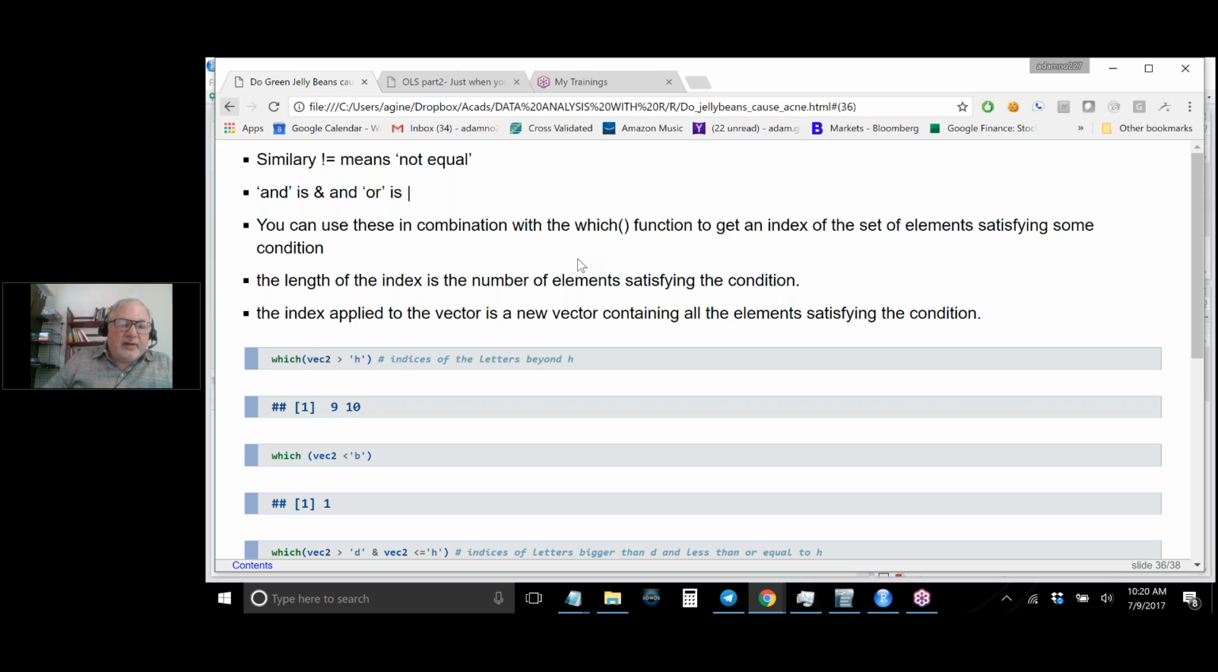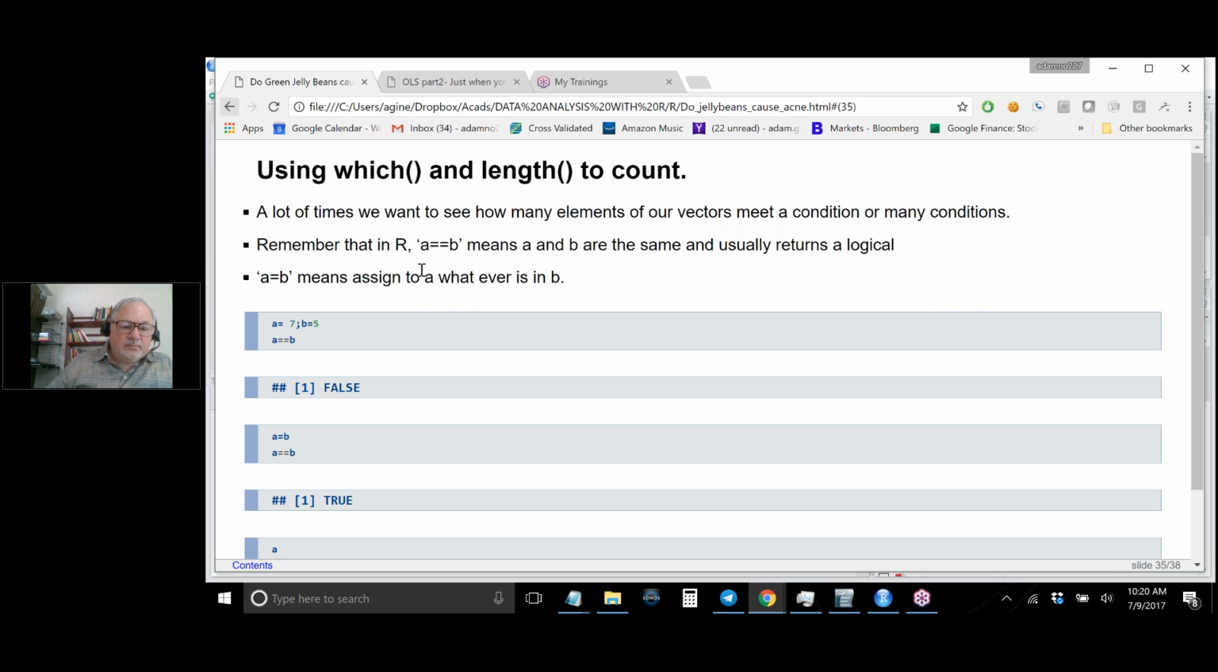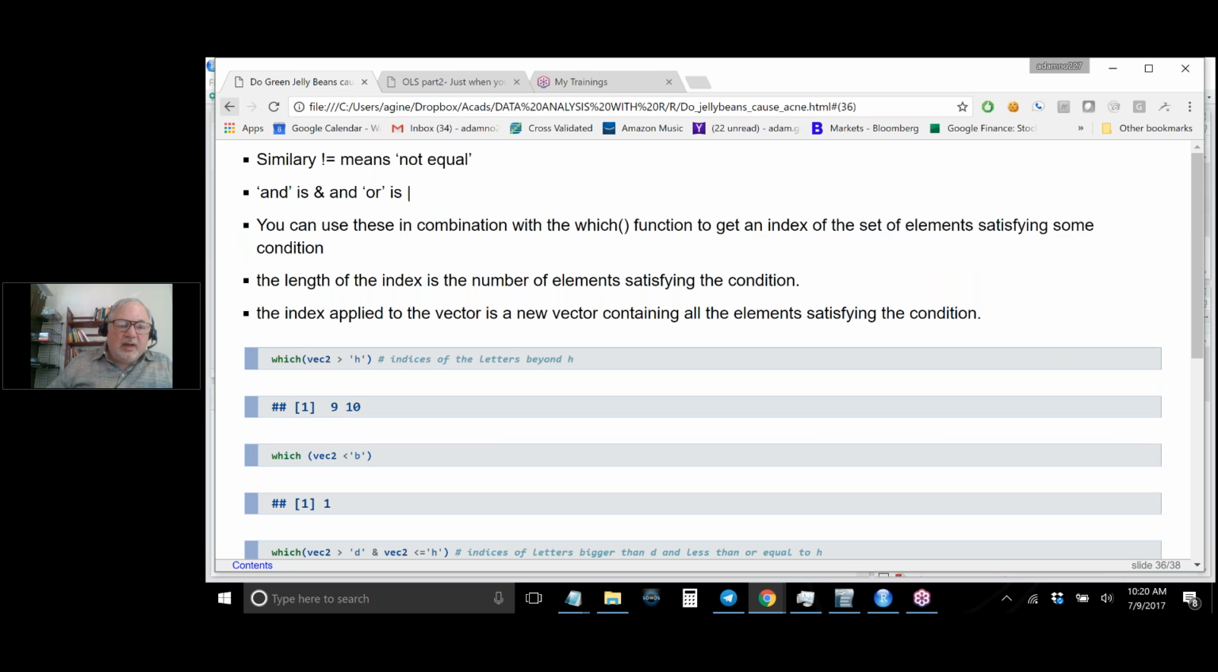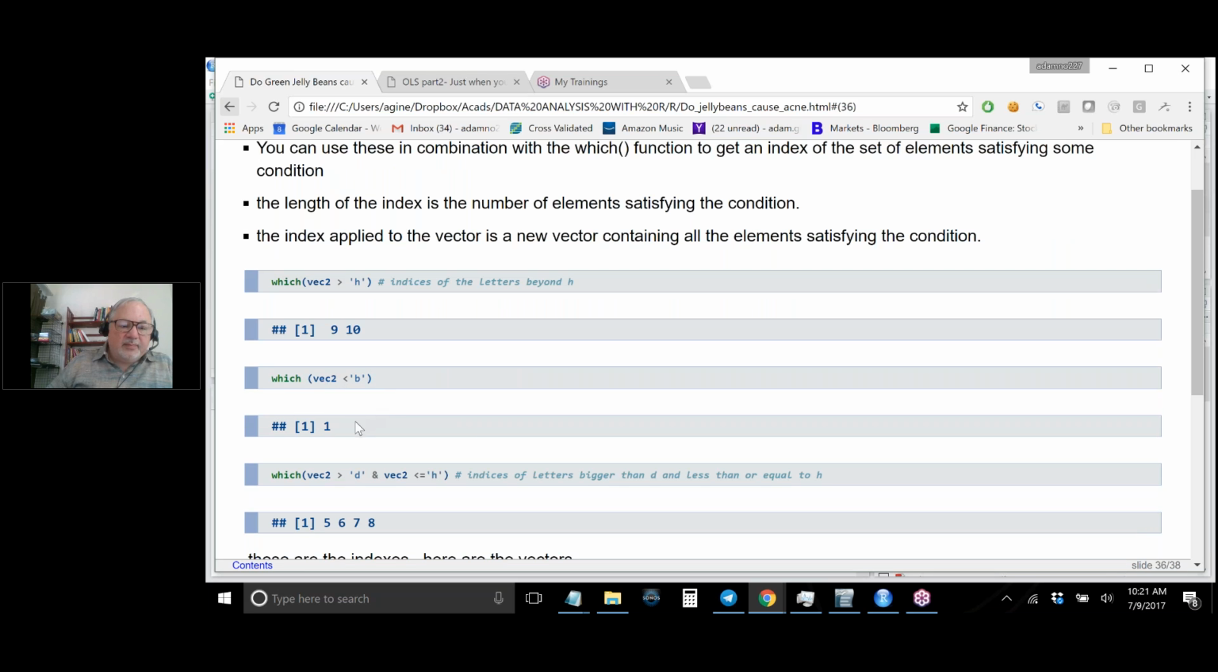All right, and so in the second case, I've created vec2, which is all the letters from 1 to 10. Which vec2 is greater than h? H is the 8th letter, so it'll give me 9 and 10. Which vec2 is less than b? It'll give me the index 1, because only the letter A is less than b.